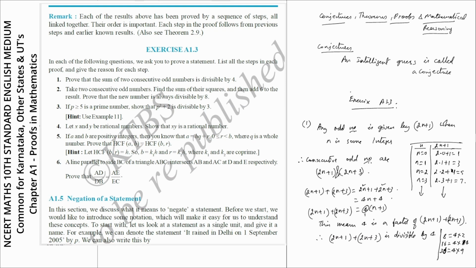So similarly, here 4 is a factor of 2n plus 1 plus 2n plus 3. That means 4 divides 2n plus 1 plus 2n plus 3, and that completes the proof. So whatever I've written, this is one statement, this is one statement, this is one statement, the last one is a statement. Each and every statement is supporting the previous statement. Finally I proved that 4 divides 2n plus 1 plus 2n plus 3. That means 4 divides the sum of any two consecutive odd numbers.